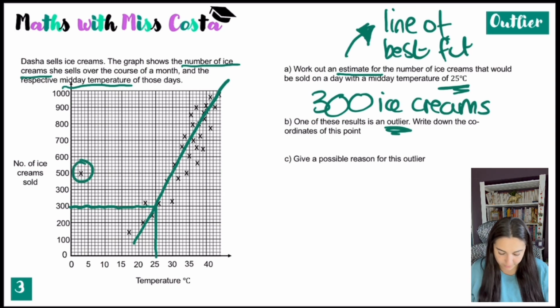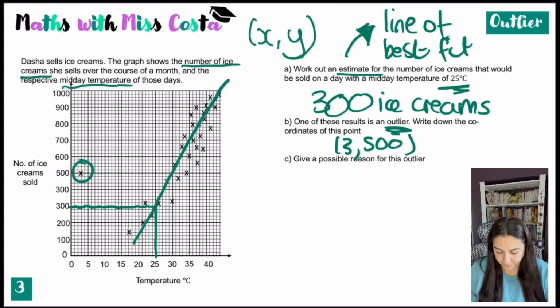So here is my outlier. It's really, really far away from the rest of the points. And what are the coordinates? Well, that's 1, 2, 3, and then 500. Okay, so the X coordinate always comes first, and then the Y coordinate.